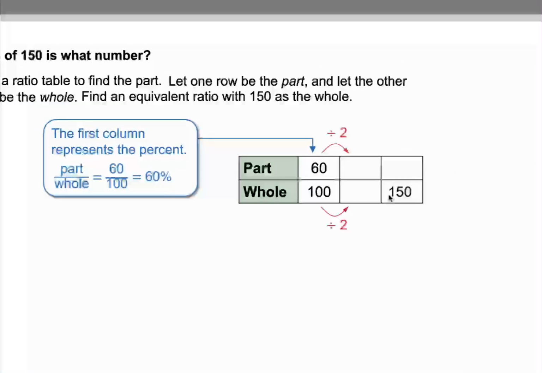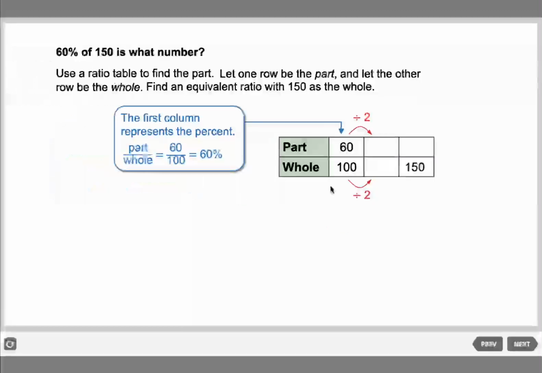Okay, now let's divide 60 and 100 by 2. We get 30 over 50. Then multiply the 50 by 3 to get 150. So we need to multiply 30 by 3. What is 30 times 3? 90. Yes, Muhammad, excellent. So the answer is 90. 60% of 150 is 90. So now you have two different ways to find the percent of a number.